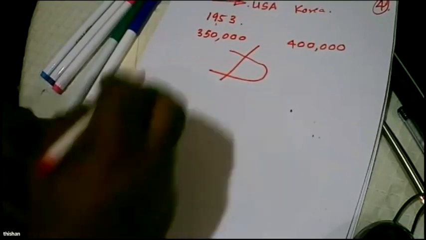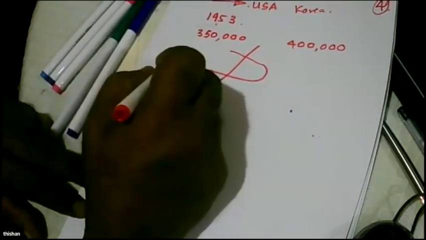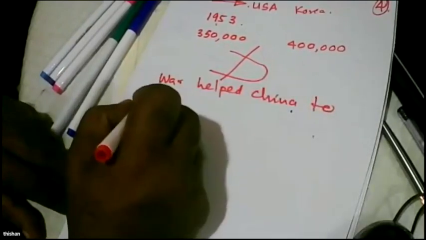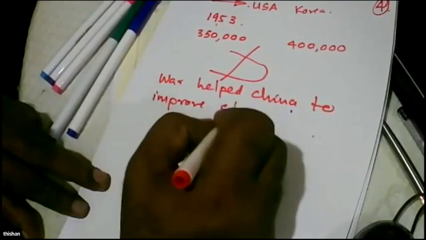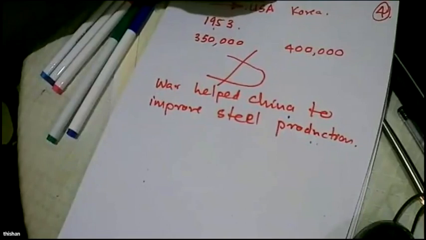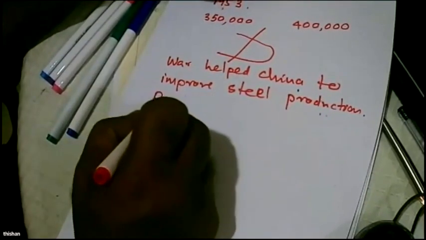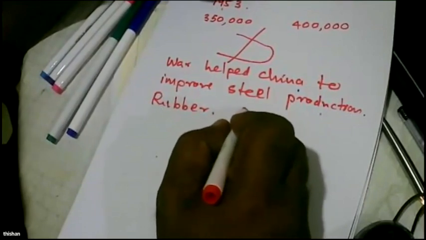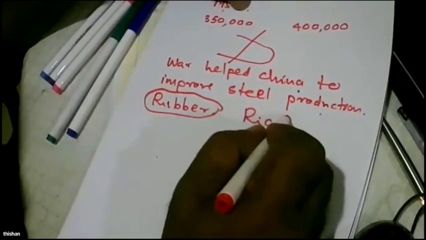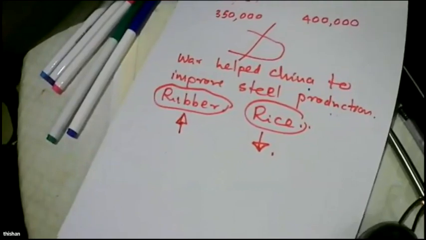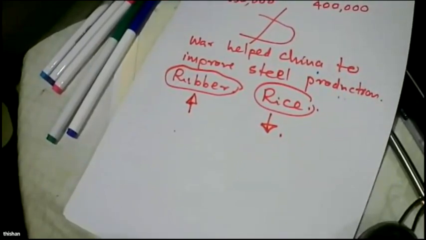But during this time, China did not have much industry, but this war helped China to emerge, to improve their steel production. They also wanted a lot of rubber. They had a lot of farmers, so they were producing a lot of rice as well. So they wanted rubber, they had a lot of rice, so Sri Lanka started supplying rubber to China. China supplied rice to Sri Lanka. That is what we celebrated as 70 years of the Rubber-Rice agreement last year.